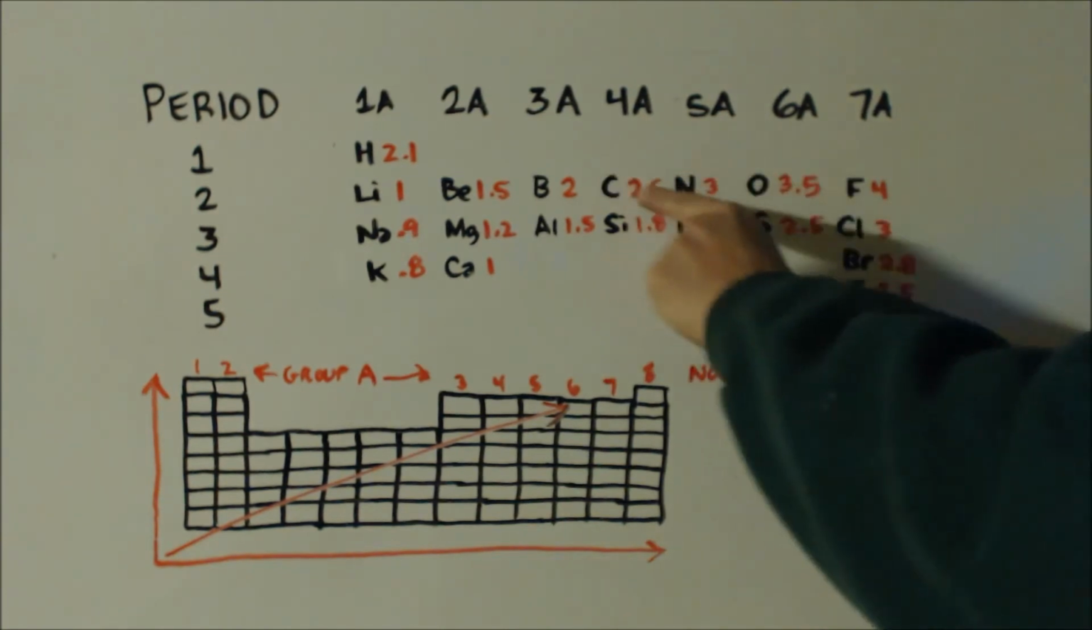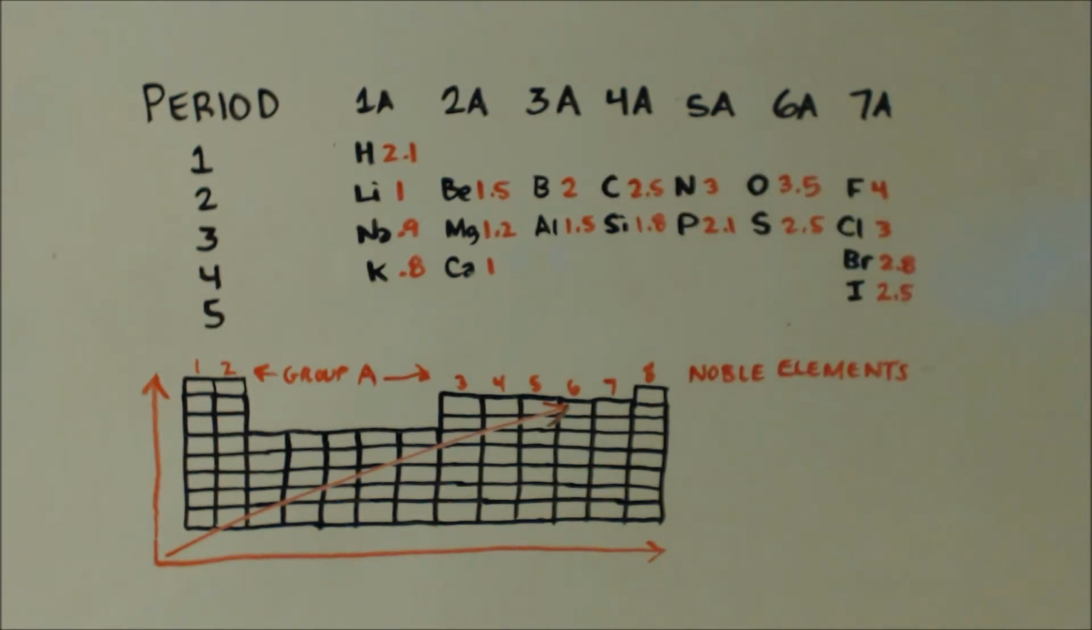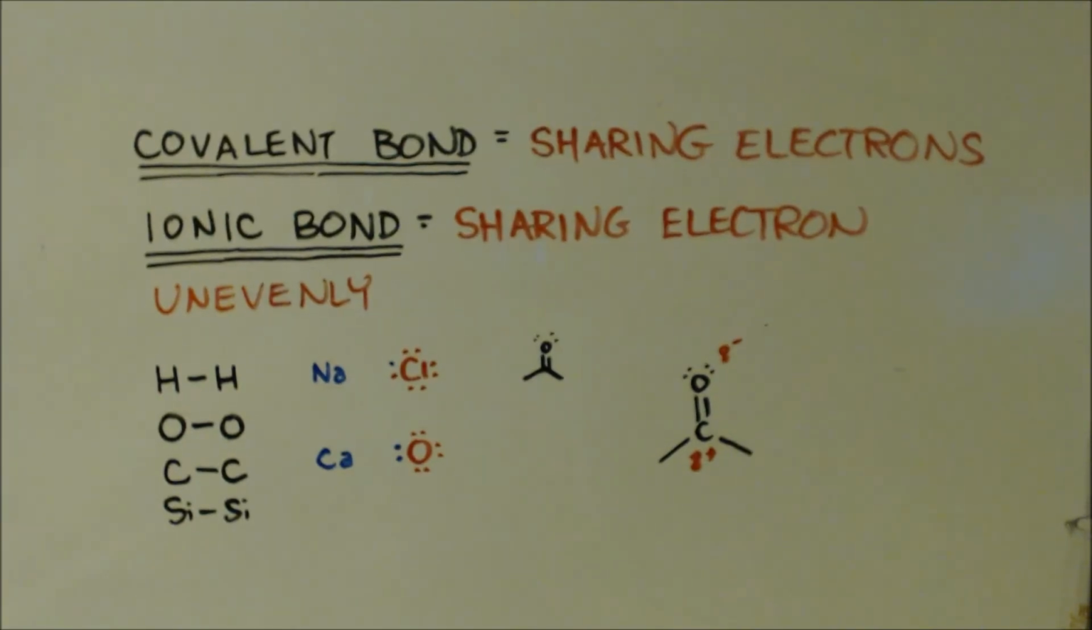Be like if you have a carbon, 2 carbons, right? What's the difference between 2.5 and 2.5? It's 0. That's definitely lower than 2. So that's a covalent bond. All right, so what is a covalent bond? A covalent bond is just a bond between atoms where they're sharing the electrons evenly.